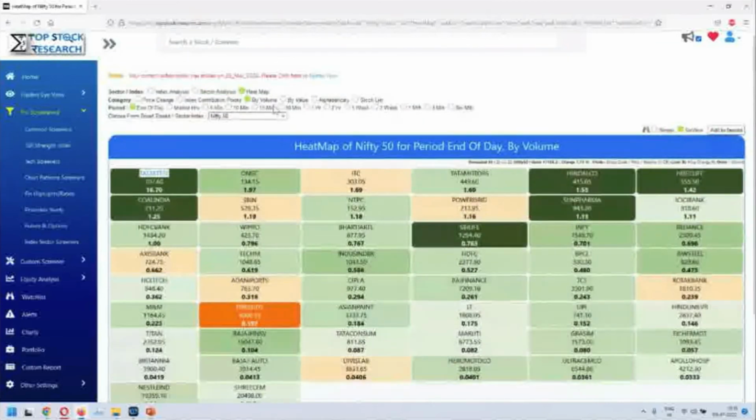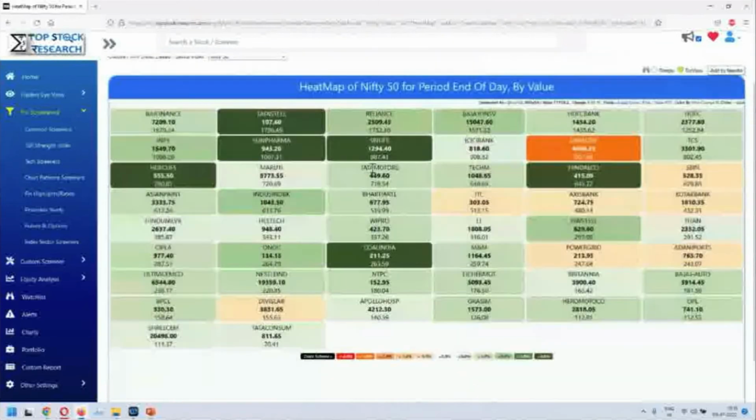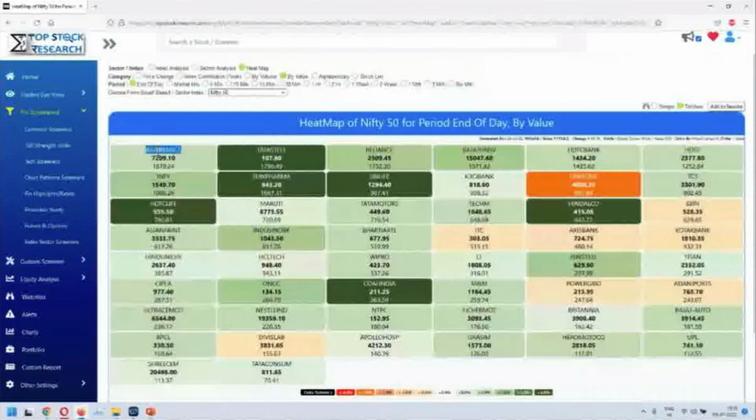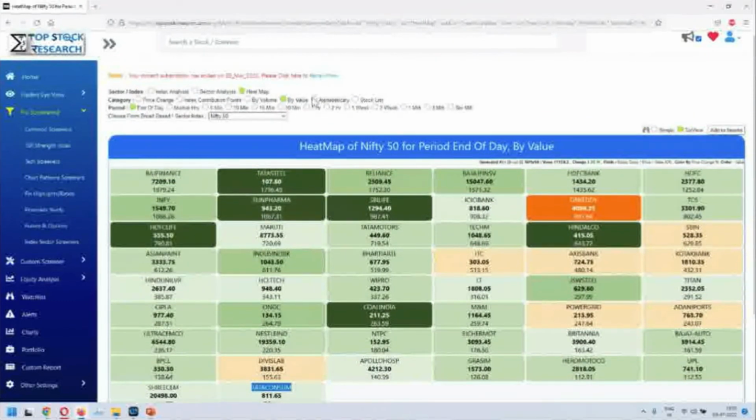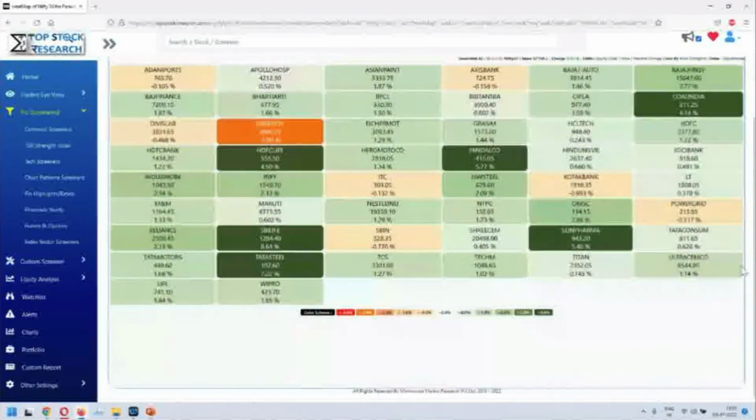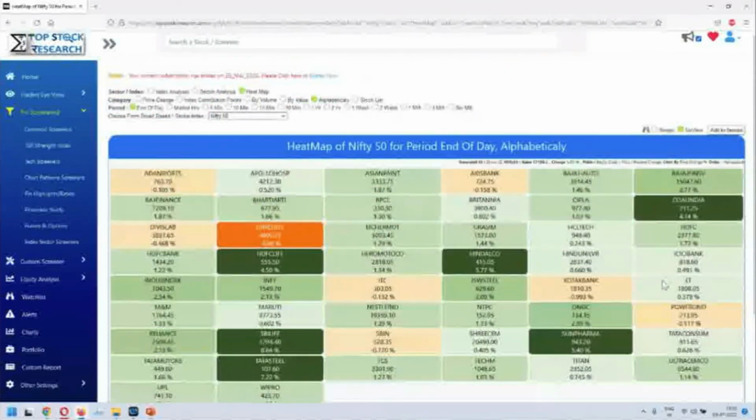You can go with the value, where the maximum value was. Maximum value was with Bajaj Finance. It had a stellar performance the other day. The lowest value, or the least interest in this sector, was Tata Consumer. Right? So alphabetically, if you want to list, it goes alphabetic. Some feel comfortable with alphabetic. Some don't feel comfortable with this kind of view. Colors can make them dizzy.